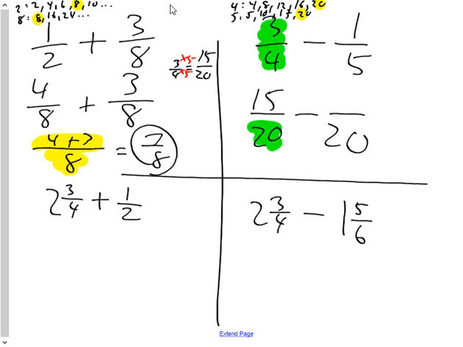And 1/5, since I multiplied 5 by 4 to get 20, I'm going to multiply the numerator by 4 as well to get 4/20. Once you have that, you're going to keep your denominator and subtract your numerators. And your final answer will be 11/20.